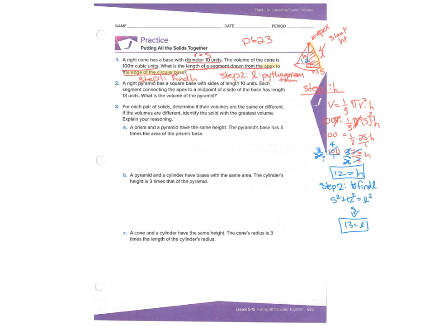So let's look at number 2 for just a moment. This problem is similar, except this is a right pyramid that has a square base with side lengths 10, and each segment connecting the apex, that's the vertex at the top, to the midpoint of the side of the base has a length of 13. What is the volume? So let's sketch this one. You can do the volume part on your own, but let's sketch this.